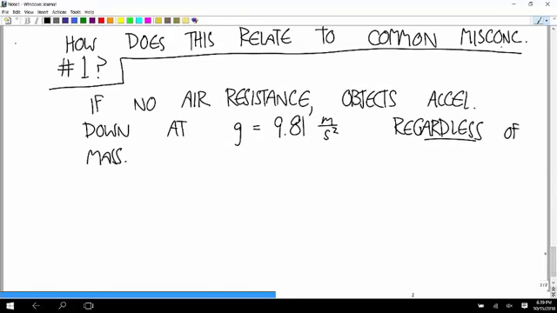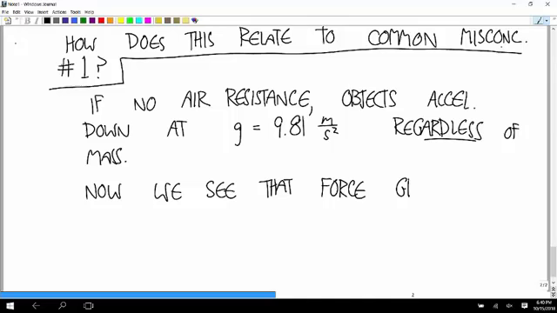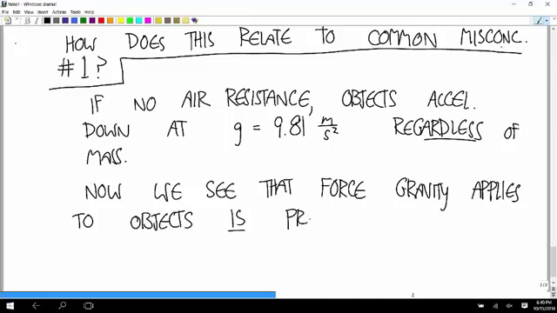But look at what this result just said. We just calculated the force that gravity applies to things. So now we see that the force gravity applies to objects is proportional to the mass.